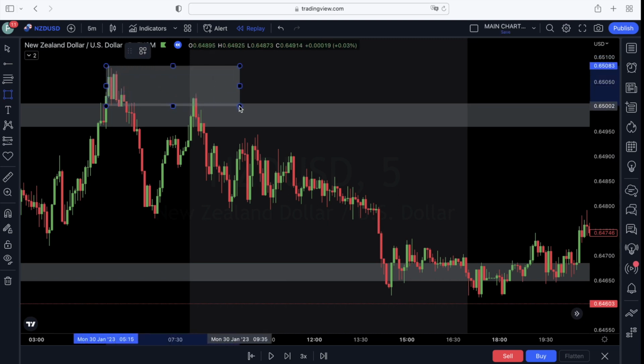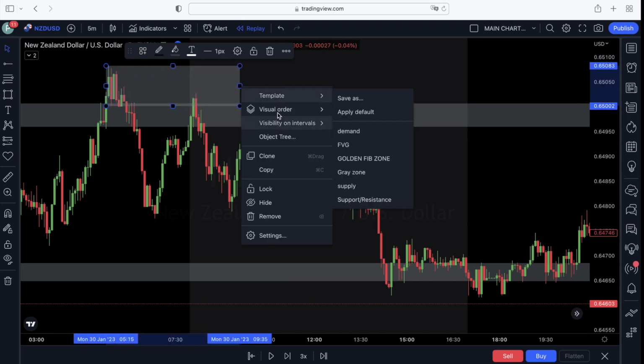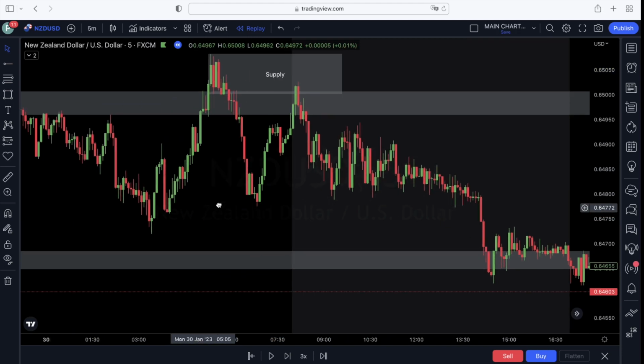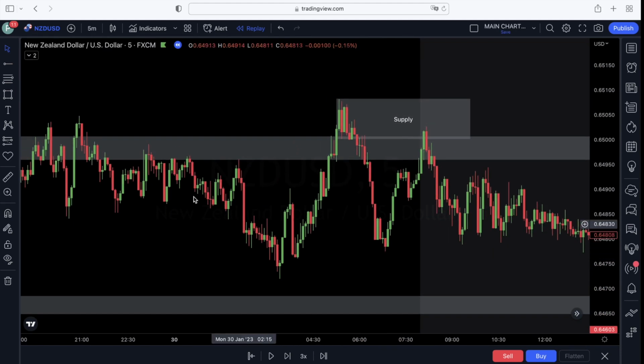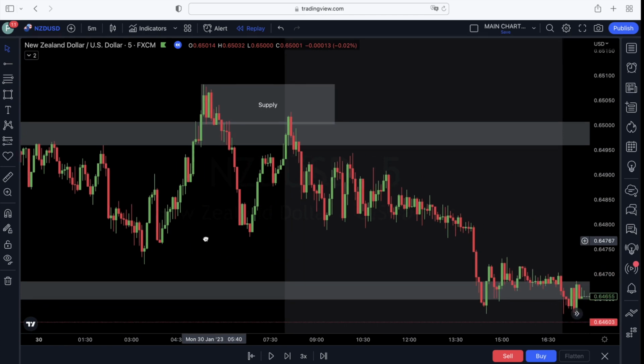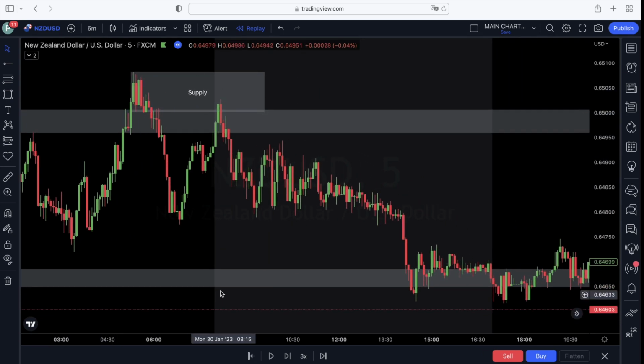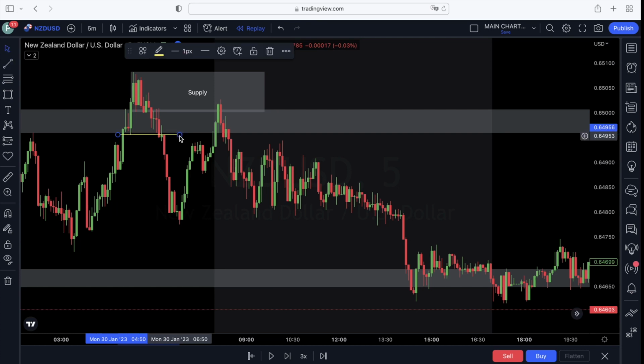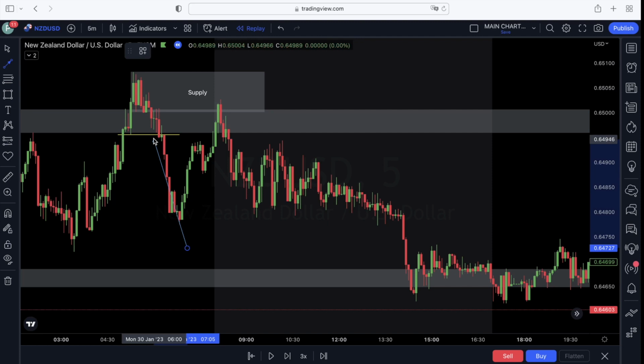Supply right here, clearly. That's a supply area. Broke structure. The market broke structure here, and we're waiting for the market to retest. Boom. It did. We would have got in.